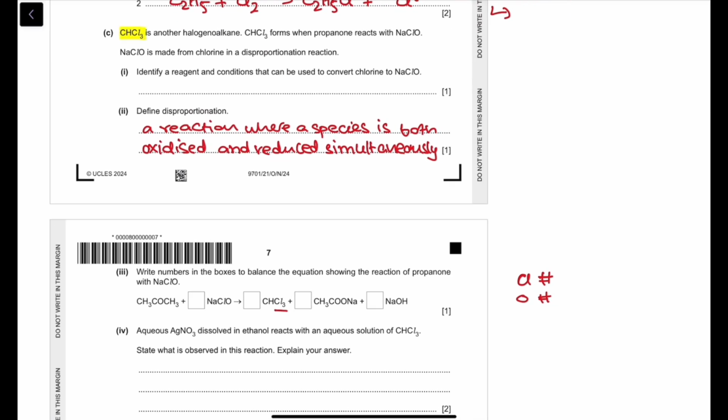CHCl3 is another halogenoalkane. It forms when propanone reacts with NaClO. NaClO is made from chlorine in a disproportionation reaction. Identify a reagent and conditions that can be used to convert chlorine to NaClO. We use NaOH, and it must be cold for the reaction to take place.